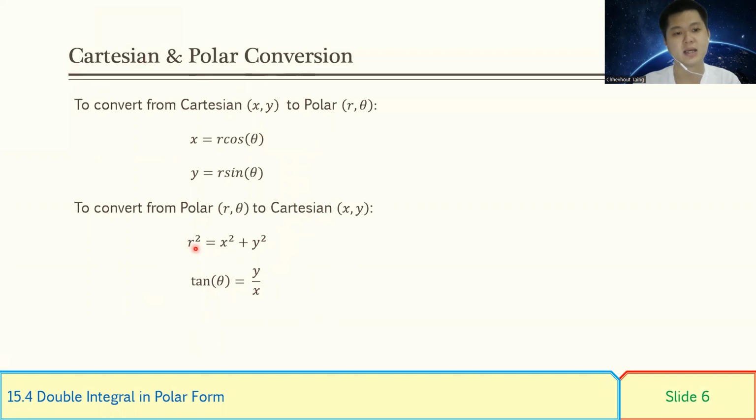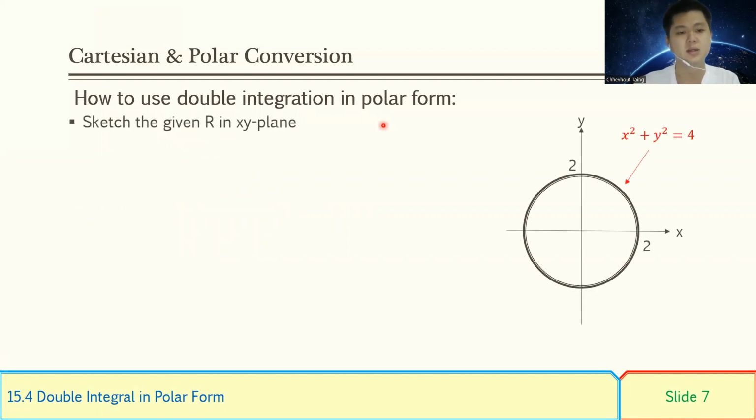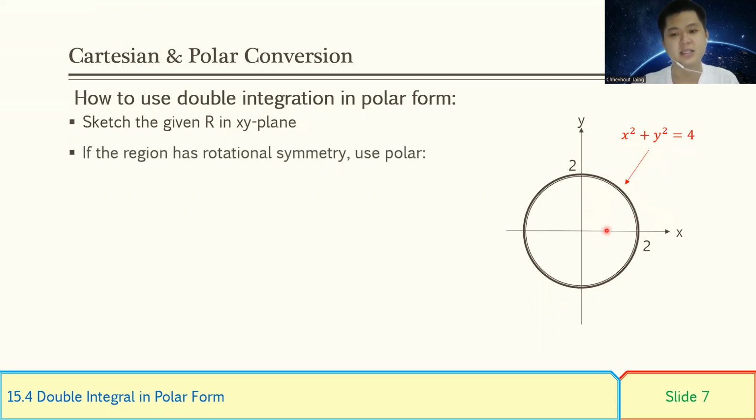So now that you know how to convert between the two, let's look at how you utilize polar form in double integral. Obviously, when you do a double integral, it is always a good idea to sketch your R. For example, if your R is this circle, x squared plus y squared equals 4, as you can see, this region of your double integral has rotational symmetry. It's a circle, so you should use polar here.